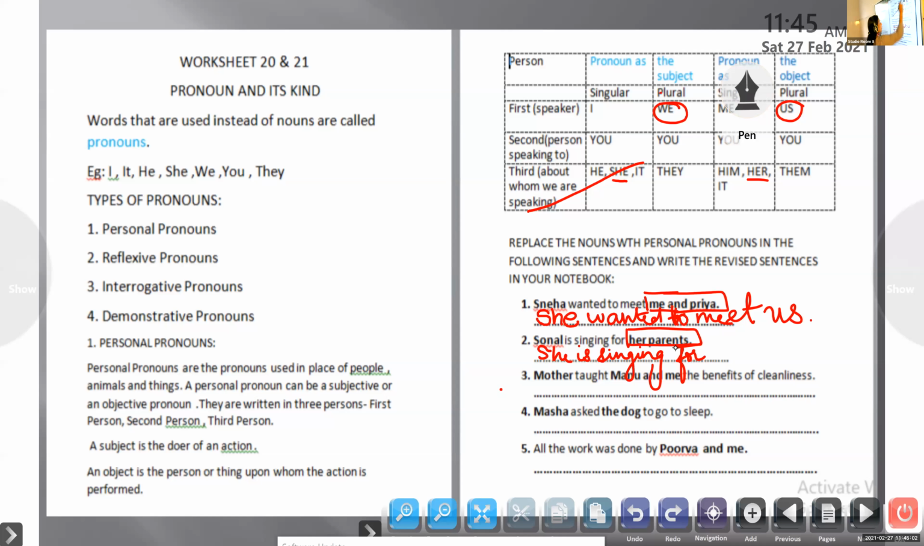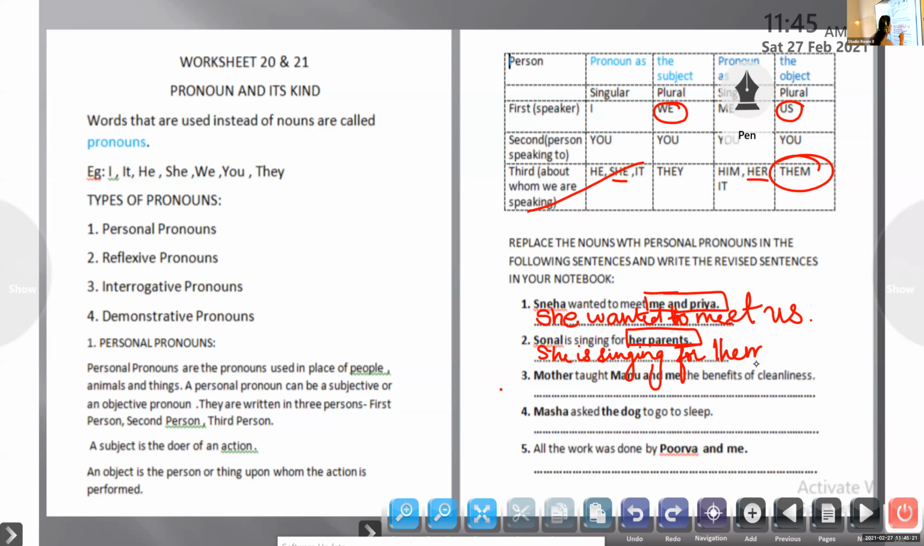See a pronoun here. Yes, her parents are the object. So you look at here, object. So here her parents are the plural. So what do you have to use here? Parents are the plural here. So what do you have to use here? She is singing for them. Yes, she is singing for them.